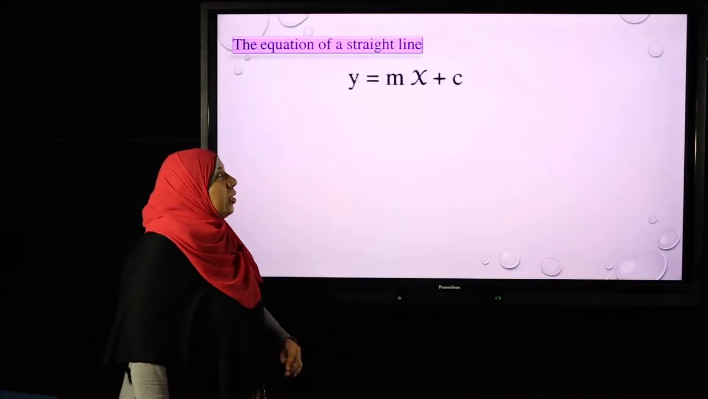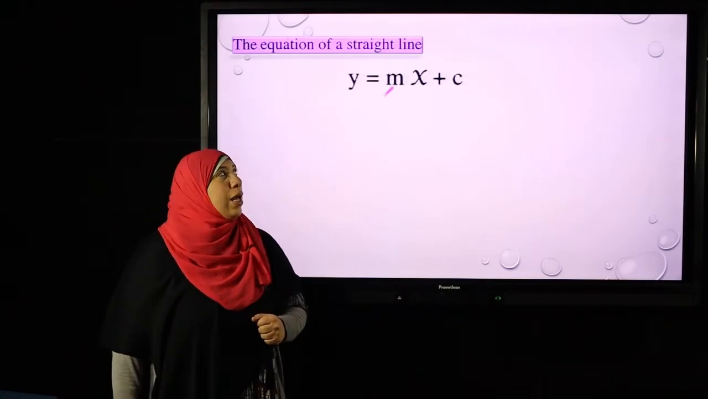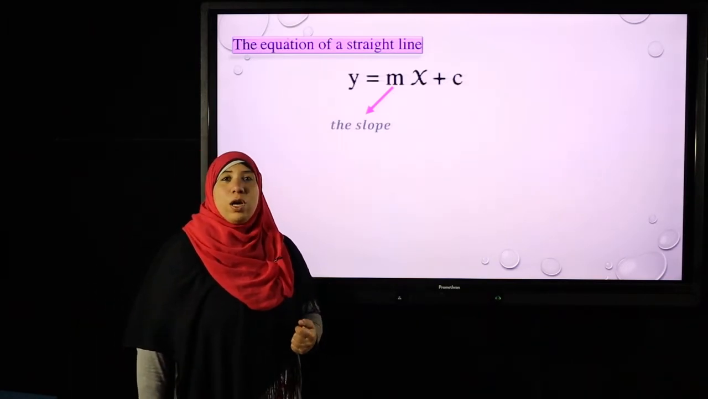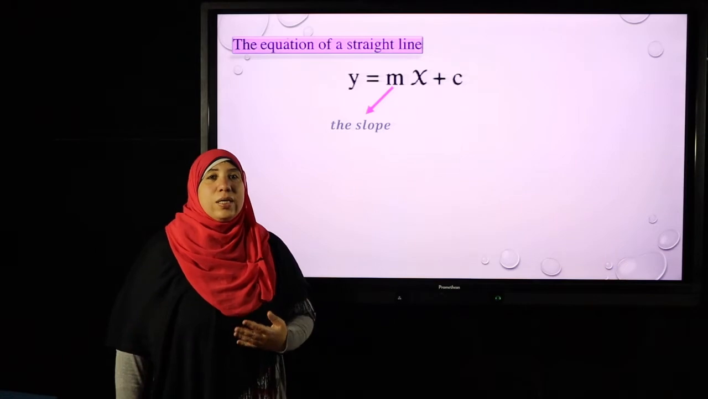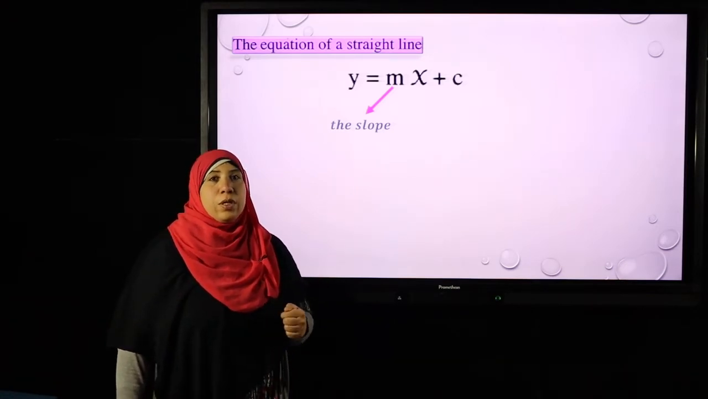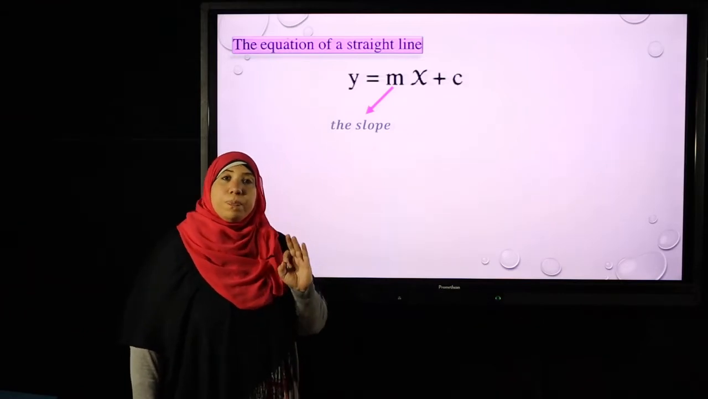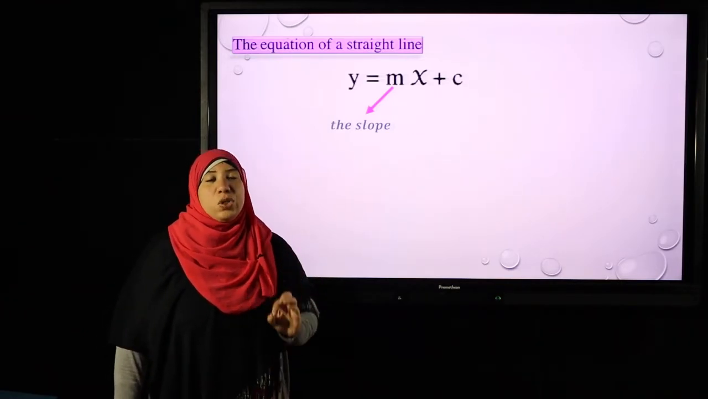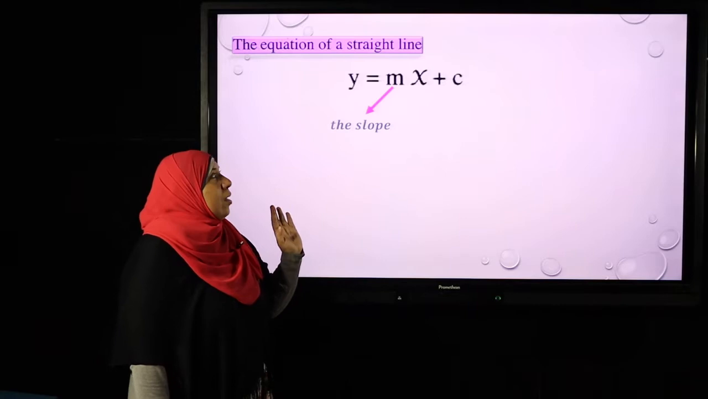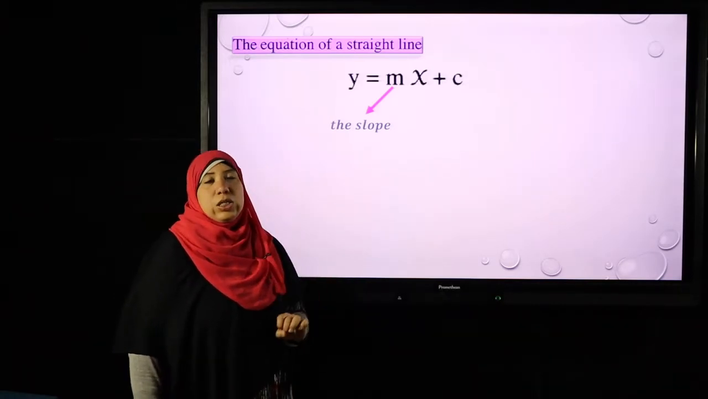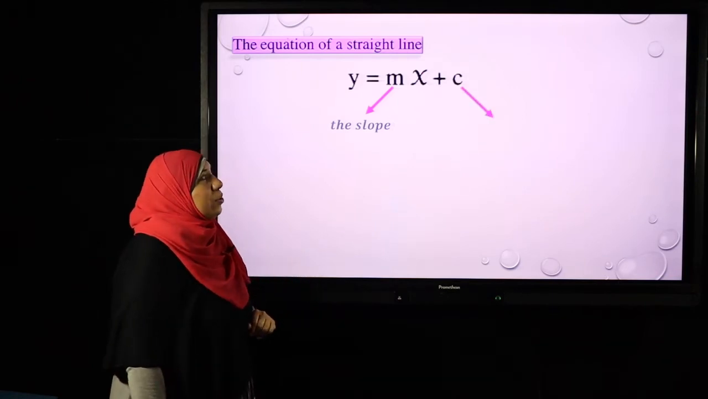What are m and c? m is the slope of the straight line. As we said before, each straight line has a different slope. So, if you want a specific equation of a certain straight line, you have to find the slope of this straight line. What about c?